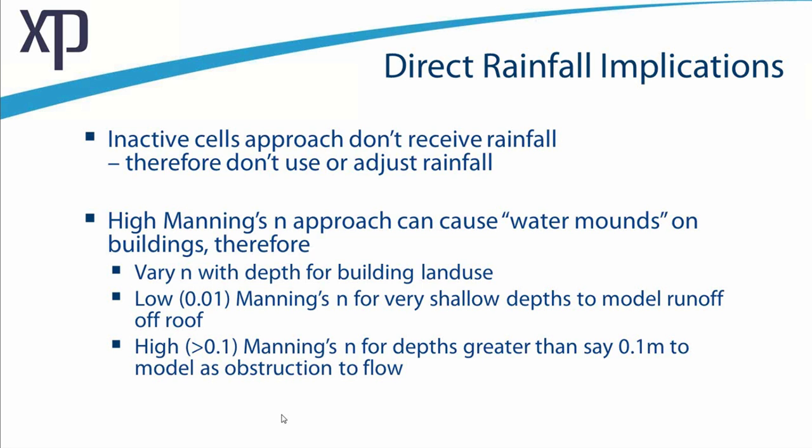What has been done by a number of studies is to actually vary the Manning's N with depths for buildings. And the approach here is actually quite interesting, is to apply a very low Manning's N for your very shallow depths, and that means that the water will run off those buildings. When the direct rainfall is applied to those buildings, it runs off very quickly, such as off a roof. However, if the flood depths build up around that building, that normally means that the building is in a flow path or in a backwater area, and it becomes an obstruction to water. So you transition to a much higher Manning's N for depths, let's say above 0.1, 0.2 meters.